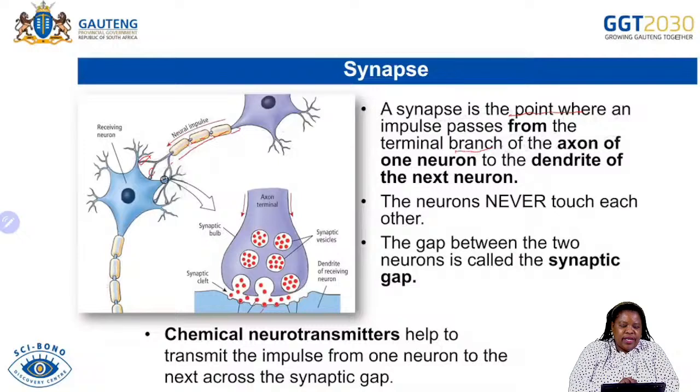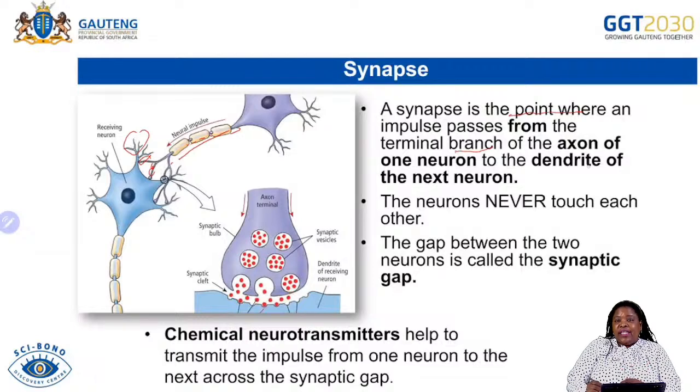Now let us look at what happens. The point of synapse is where impulses are being transmitted. Where to? The point of synapse is a space whereby impulses are transferred from the terminal ends to the dendrites of the other axon. So a synapse is a point where an impulse passes from the terminal branch of the axon of one neuron to the dendrite of the next neuron.